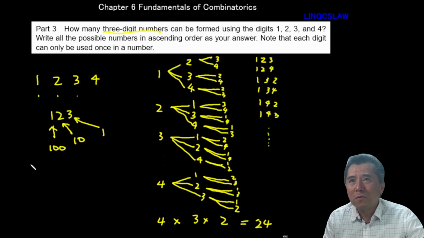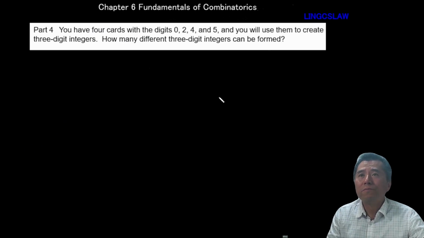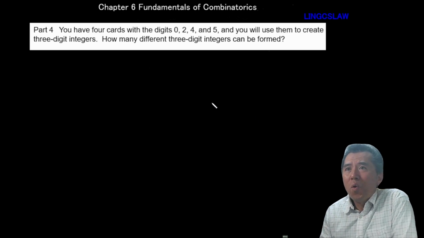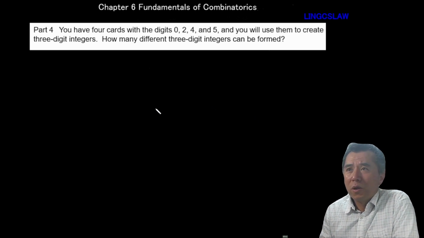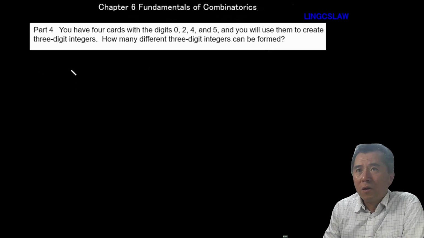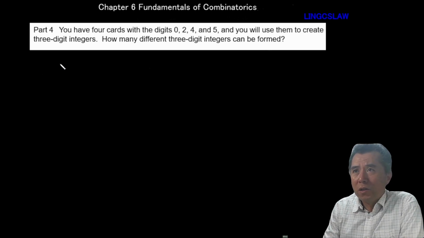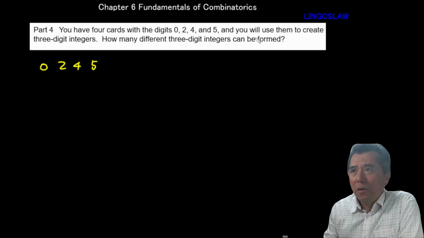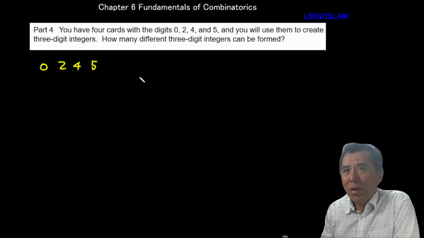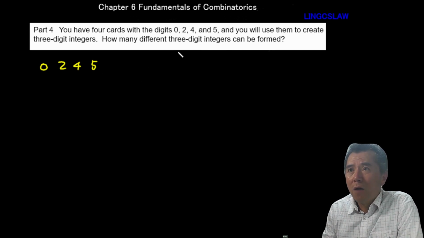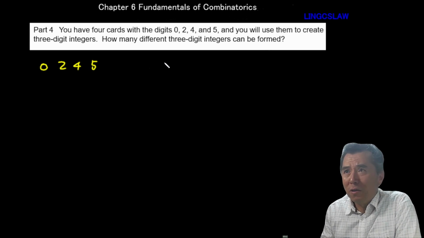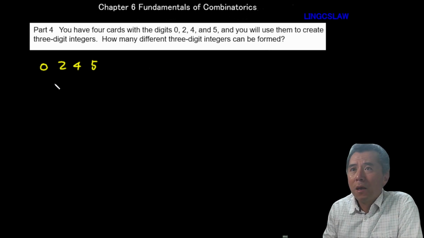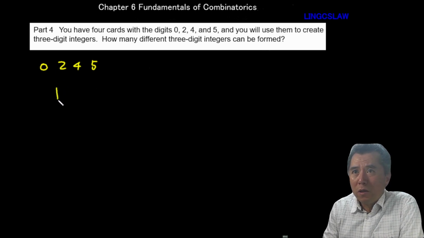Okay, let's go on to part 4. You have 4 cards with the digits 0, 2, 4, and 5. And you will use them to create 3-digit integers. How many different 3-digit integers can be formed? So let's say we create 3-digit integers.